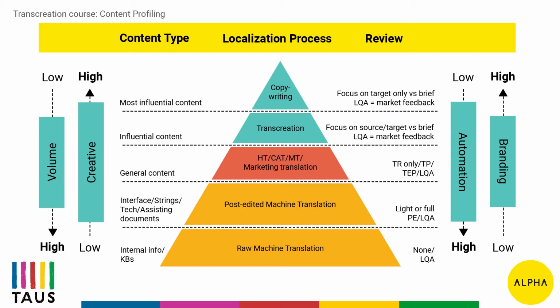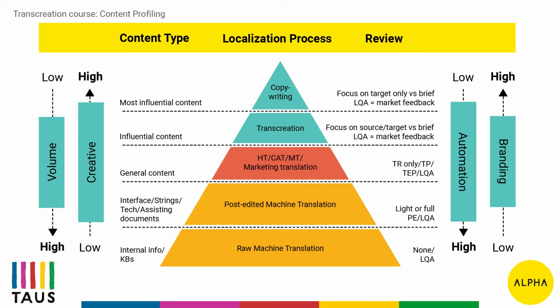Content profiling is a very useful way of being able to specifically identify the content requiring transcreation or another linguistic practice. And having a clear understanding of the pyramid may also help your decision-making around the costs for each process. Look carefully at the pyramid. You'll see there are three main labels at the top. Those are content type, localization process, and review. These are labels for the three sections of the pyramid.